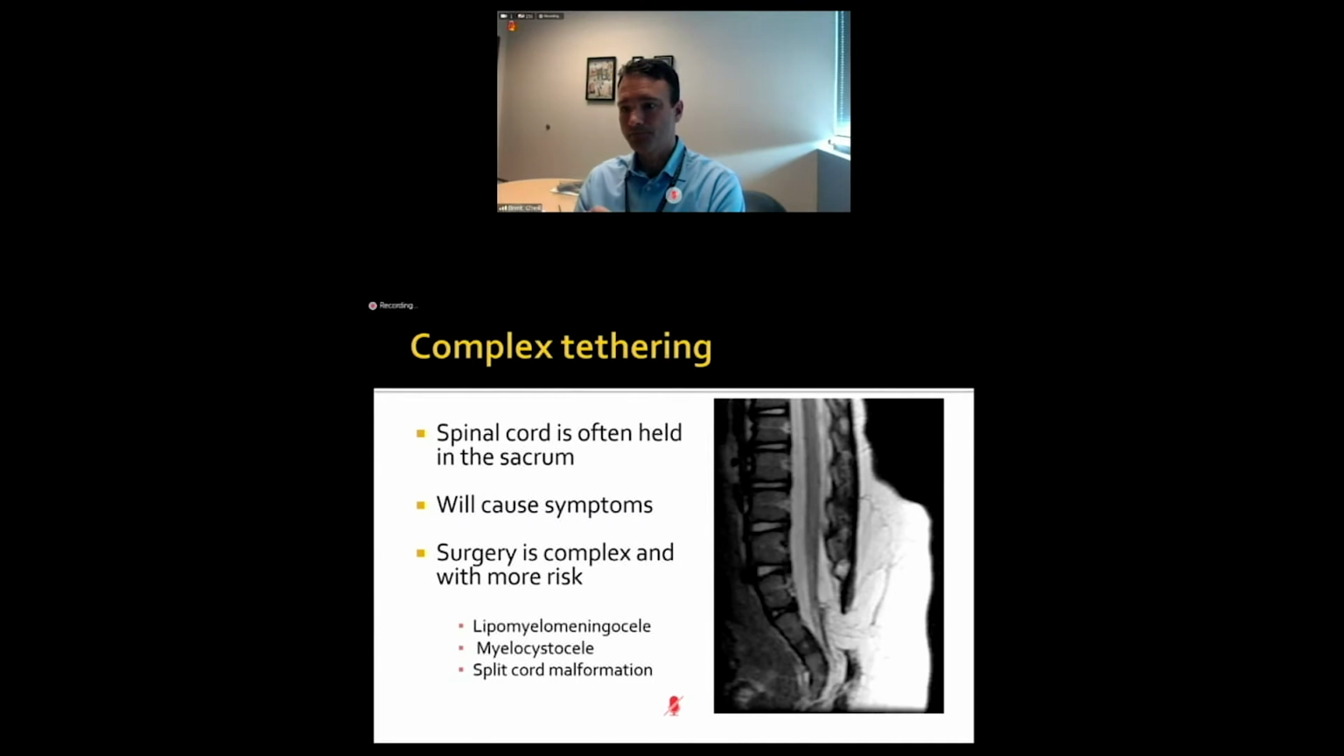So you can imagine that surgery for that becomes very difficult to separate the spinal cord from this large attachment of fatty tissue. In these more complex forms of tethering, the spinal cord can often sit all the way down in the sacrum. We believe that these always cause symptoms. Certainly in the great majority of cases, they cause symptoms. And so if we see complex spinal cord tethering, the recommendation is usually for surgery up front in order to preserve function before those symptoms develop. This surgery is going to be more complex. There are more risks to it.